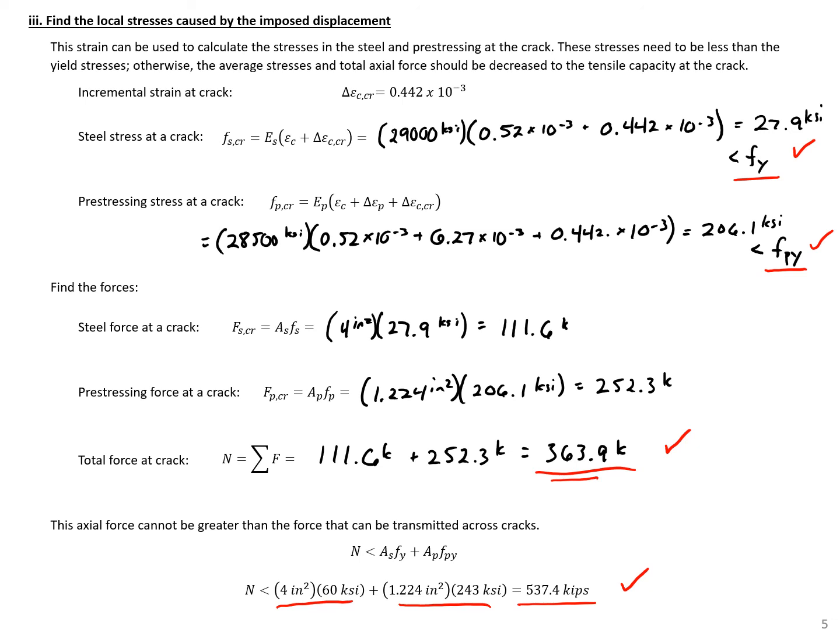If we had a value above that again, we would need to cap the total force in the column at 537.4. So what that means is we couldn't take advantage of tension stiffening as much as we had. We would need to decrease the stress in our concrete in the average response. But I talk about this a little more in the full lecture on this module. So that concludes this example problem.